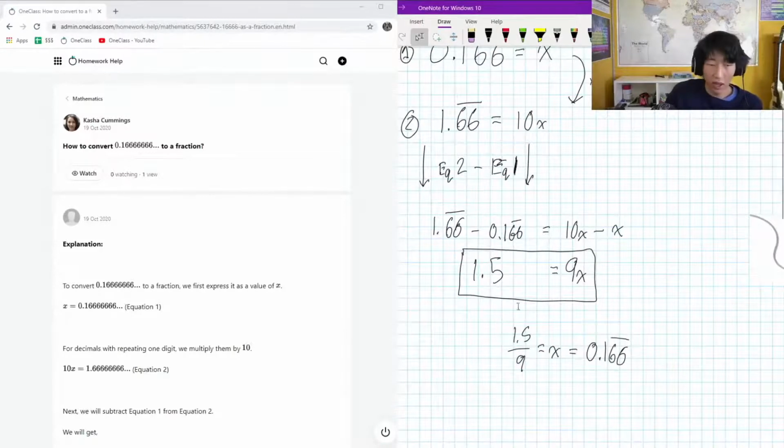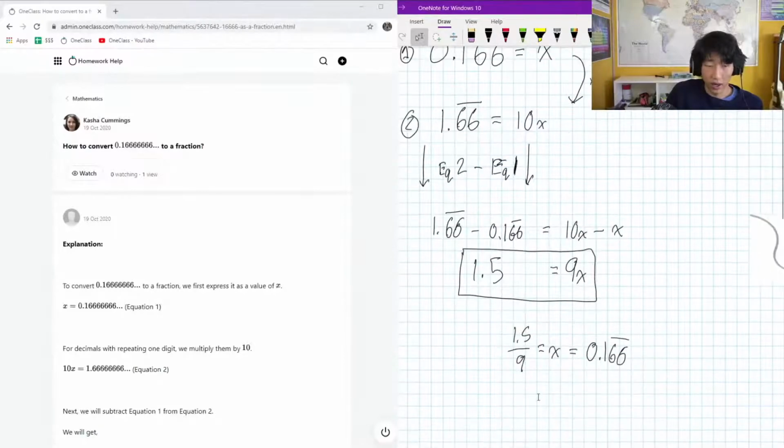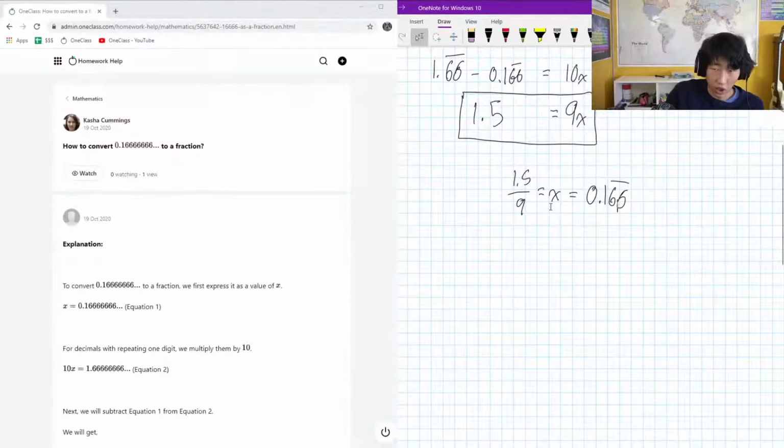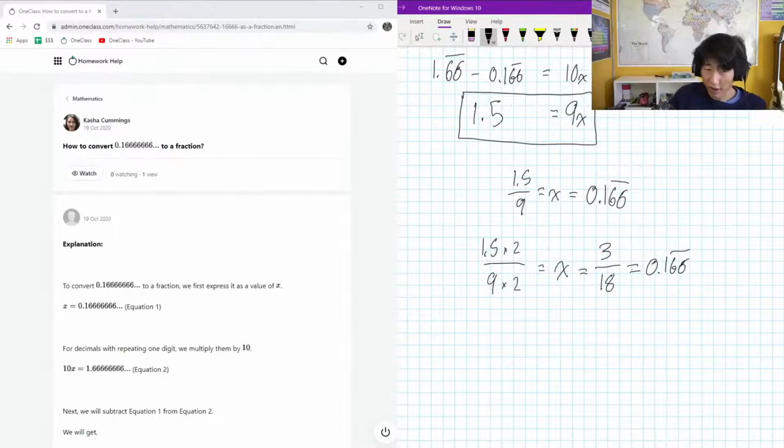So now we kind of have a fraction to represent this situation. But we have a decimal in here, and generally we want to avoid having decimals in our fractions. So if we multiply the top and bottom of the fraction by 2, 1.5 times 2 over 9 times 2 is equal to x, we can see that this is going to be equal to 3 over 18. And this is still equal to 0.166 repeating. Check that on your calculator if you don't trust me. I know for a fact that's got to be true.